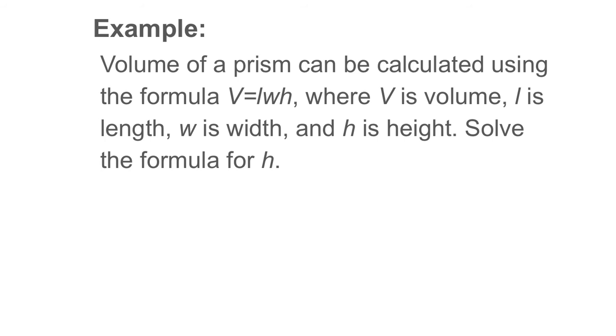This one says, volume of a prism can be calculated using the formula V equals LWH, where V is volume, L is length, W is width, and H is height. Solve the formula for H. So we're trying to rearrange this formula for H. So I'm going to start out by writing that down, but I'm actually going to write it backwards so that my H stays on the left side because I prefer that. So LWH equals V.